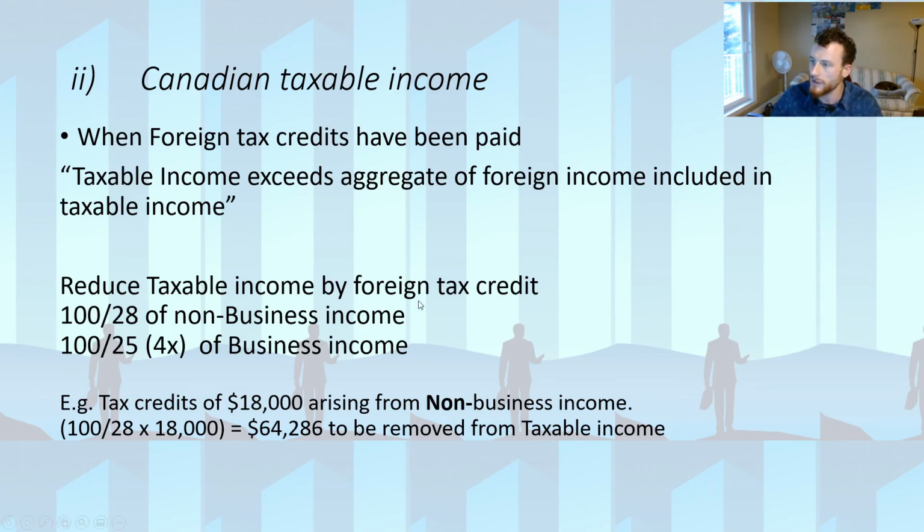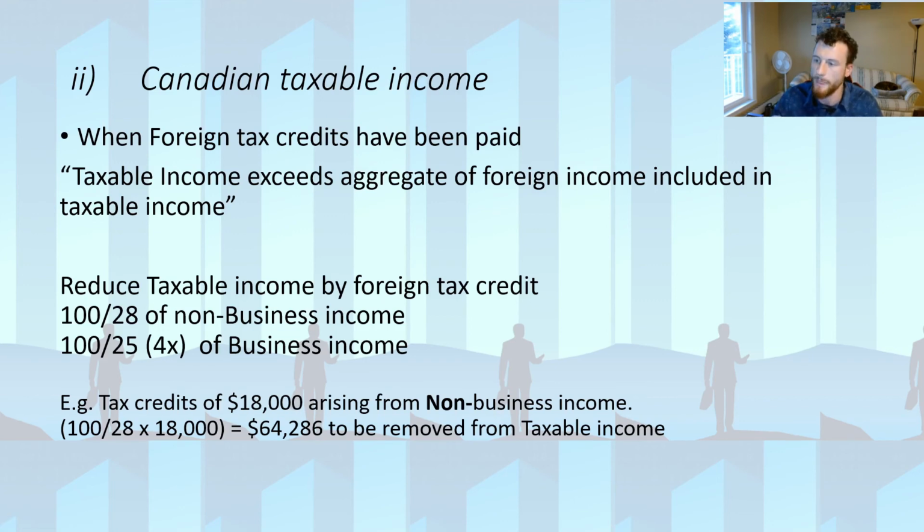What we do is first we have to determine if it's non-business foreign income or business income that is foreign. We base non-business income on 28% tax credits, the tax that must have been paid on the foreign income, whereas business income is based at 25%. So we get our foreign tax credit and multiply it by 100, divide it by 28, and that will result in the amount that needs to be removed from our taxable income.